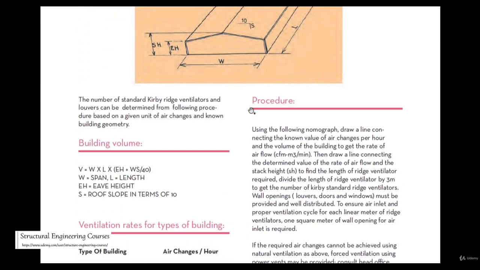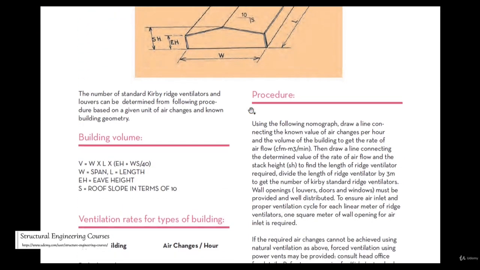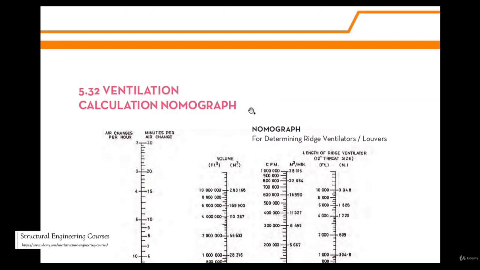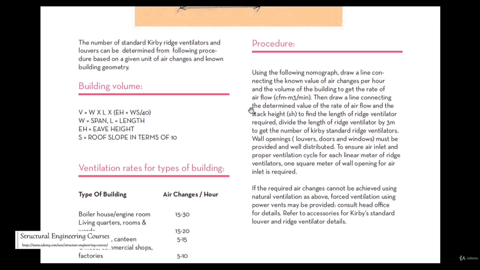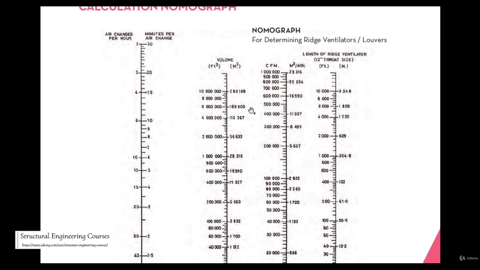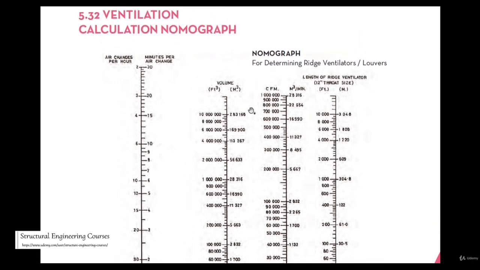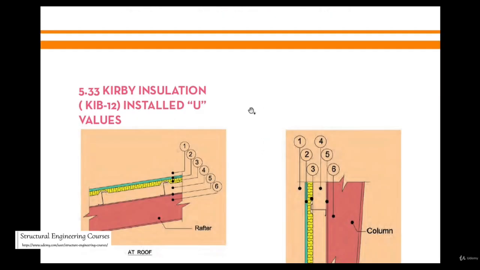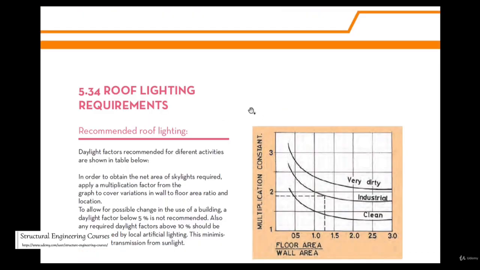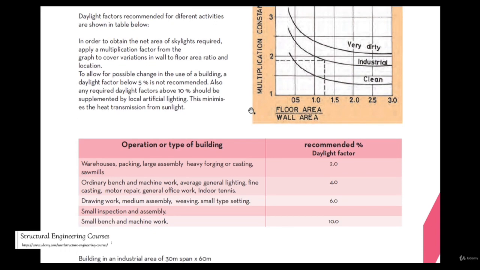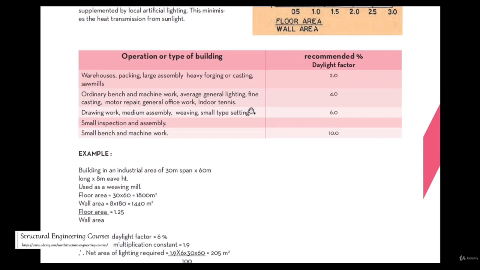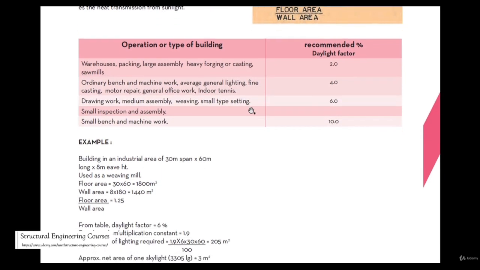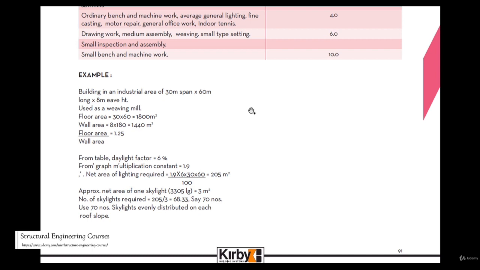Ventilation is also a very important concept when we are designing PEB structures. Although there are separate consultants that do all the ventilation calculations and insulation calculations, this is a nomograph showing the ventilation calculation for a typical arrangement. Roof lighting requirements are also sometimes considered. If the daylight is more, then we don't need the roof lighting arrangement. But if the daylight is less, then we do need the lighting arrangement. There they have done typical calculations also.